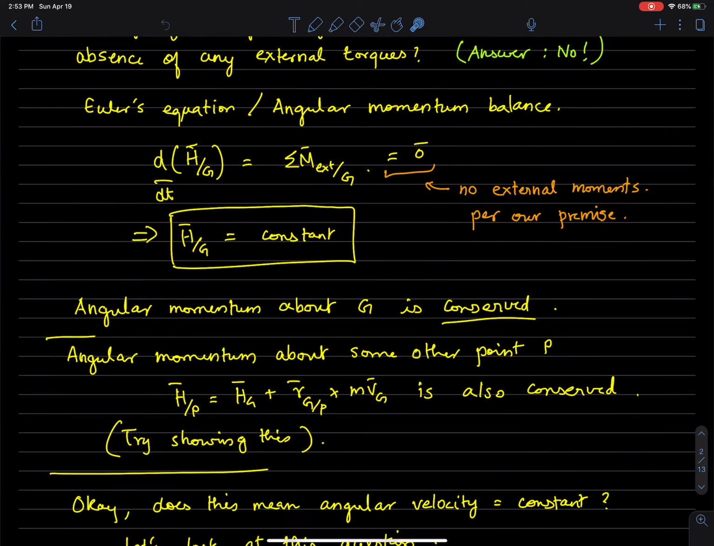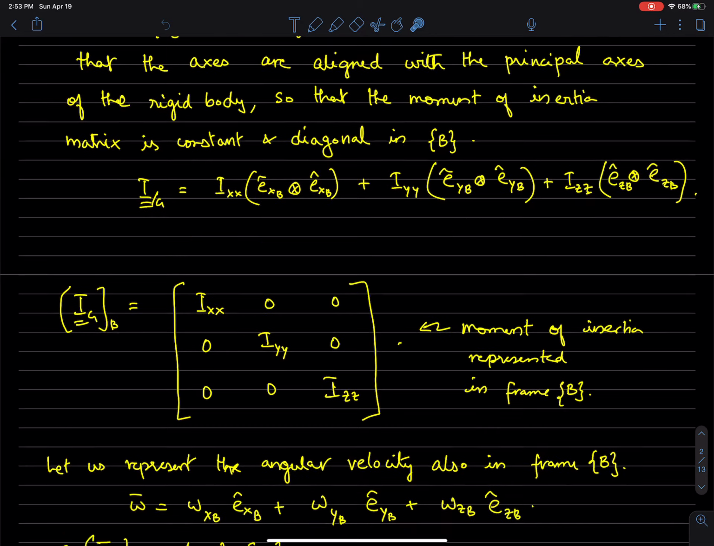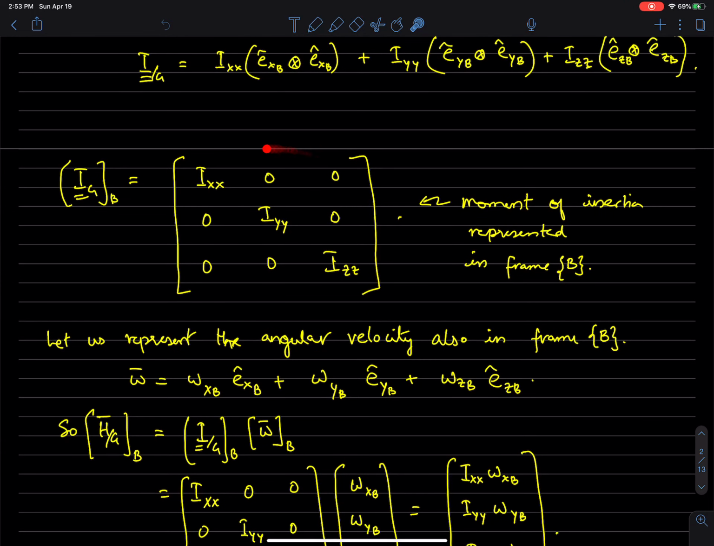Okay, what do we mean by the principal axes? Recall that if you pick axes aligned with the principal axes, the moment of inertia matrix is diagonal. So that's the last thing that we did. So we have a diagonal moment of inertia matrix in frame B. Okay, so this is the tensorial representation. This is the matrix representation. We'll mostly just use the matrix representation. It's a diagonal matrix, and these are the principal moments of inertia.